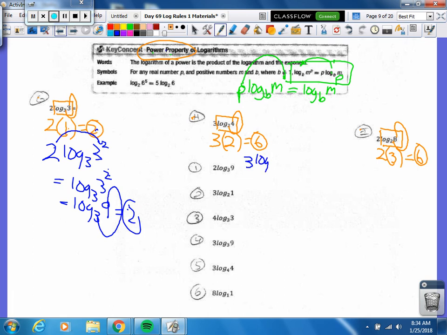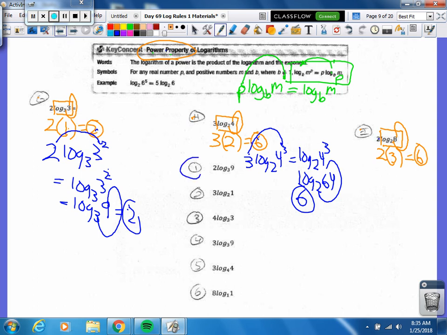3 log base 2 of 4. You take the 3, you move it here as an exponent. So that's log base 2 of 4 to the third. 4 times 4 is 16, times 4 is 64. 2 to what power is 64? You could guess it. You probably know, check on your calculator, it's 6. Got it, 6 and 6. No problemo. So you get what's going on.